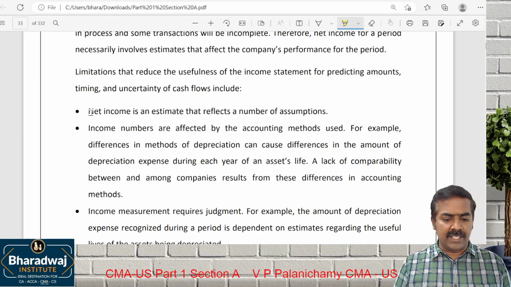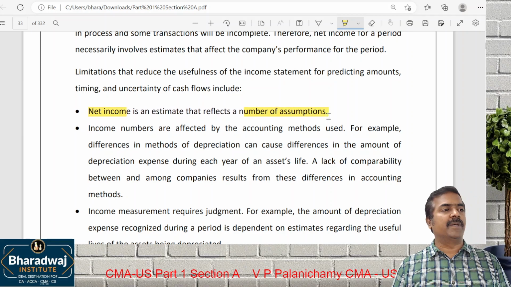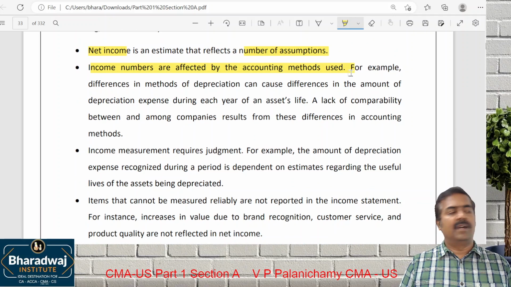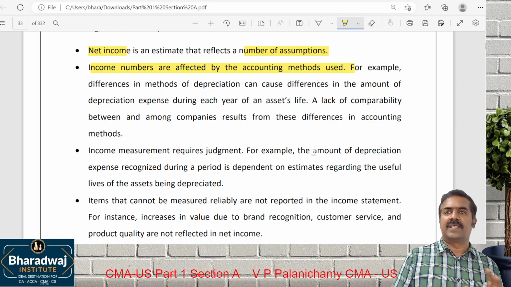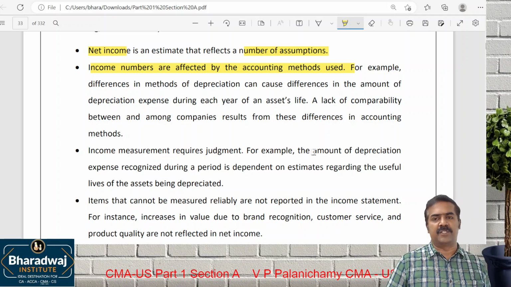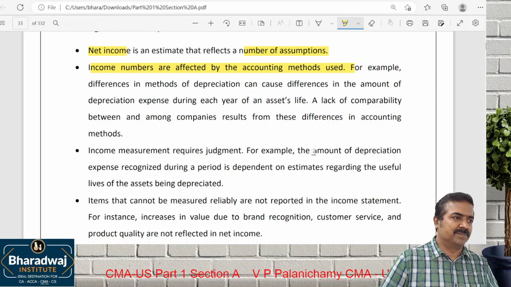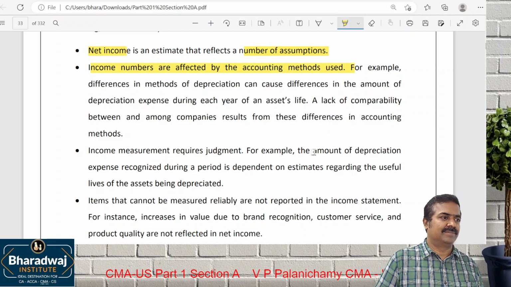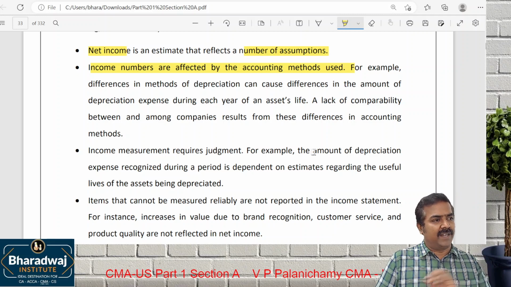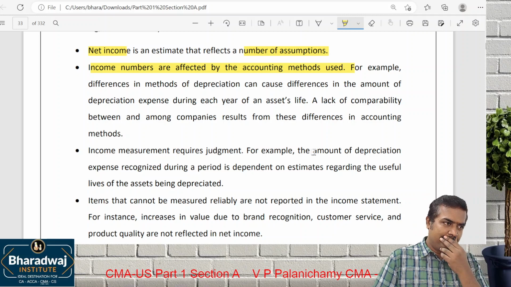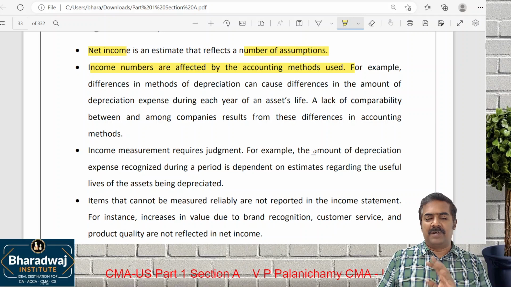So, net income involves a lot of assumptions. We make so many assumptions in calculating net income. For income, we work out only based on the accounting method. For example, let's assume we are going to prepare annual accounts, and you all paid the fees for the classes. When will I take this as income? On the payment of fees, or after the completion of the syllabus? After completion of classes.